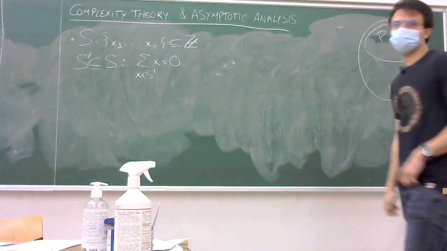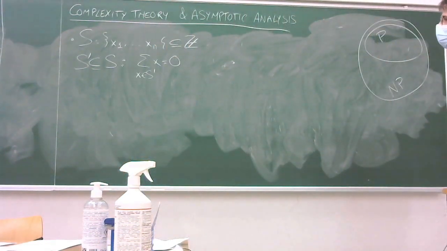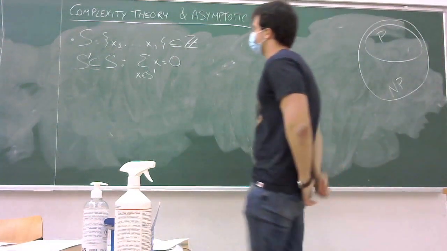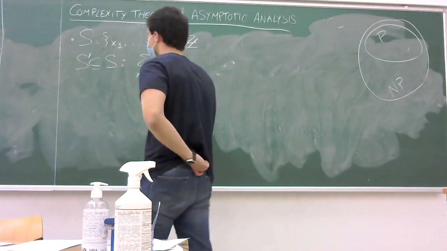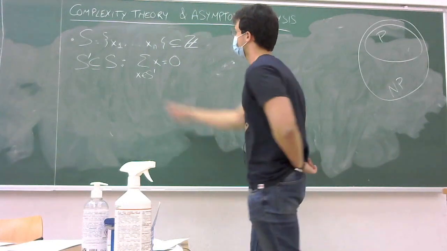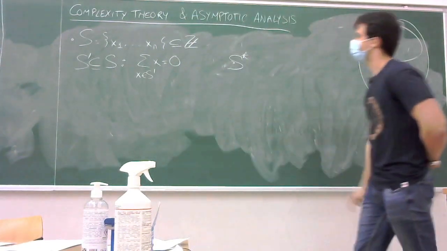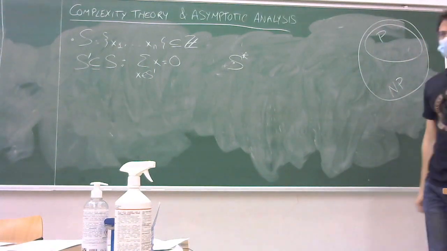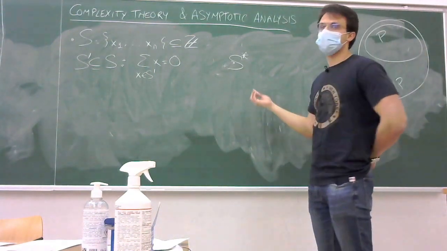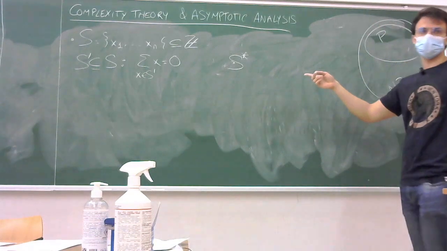So we have a set of integers, and we want to verify if there exists a subset of our original set such that if we add all the numbers from that subset, we get 0. Okay? Imagine I tell you, I know that there is a set, let's call this S star, and S star is a solution. If I tell you that, you can easily verify whether S star is a solution or not, right?